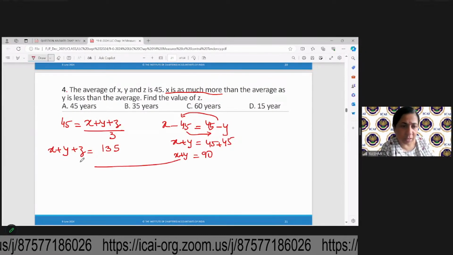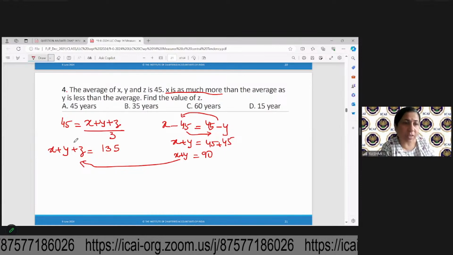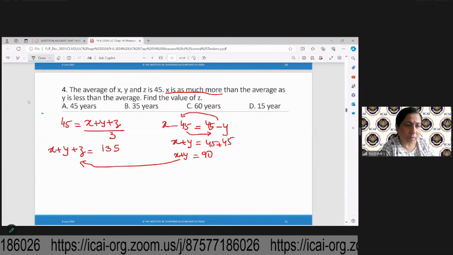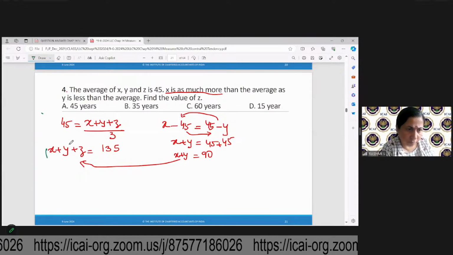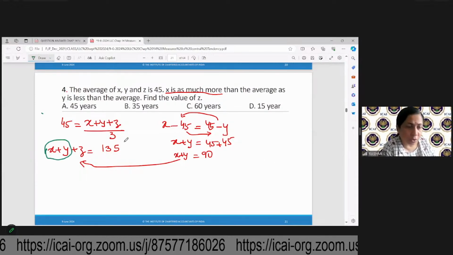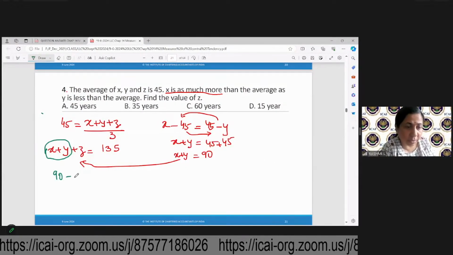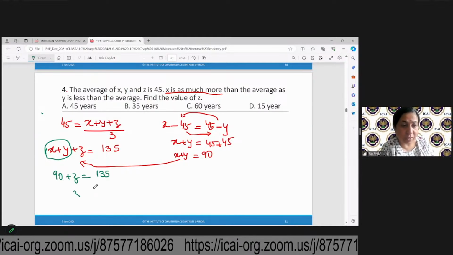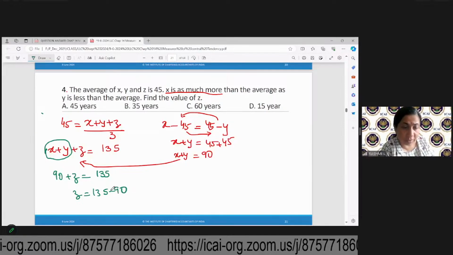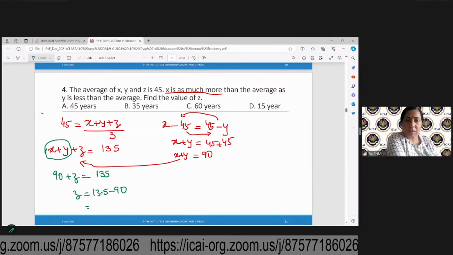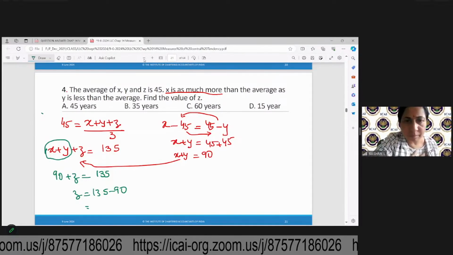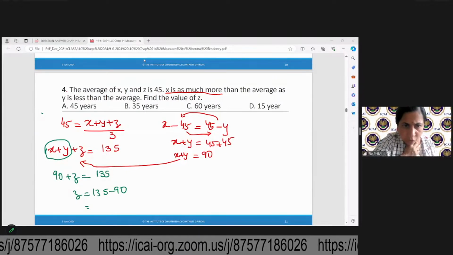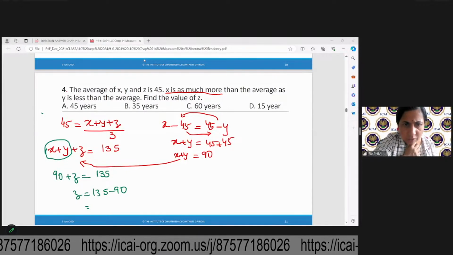This I substitute over here. So instead of this x plus y, I'm going to write 90. So I have 90 plus z is equal to 135. So z is equal to 135 minus 90. z is how much? 45. Suchitra is saying 45.